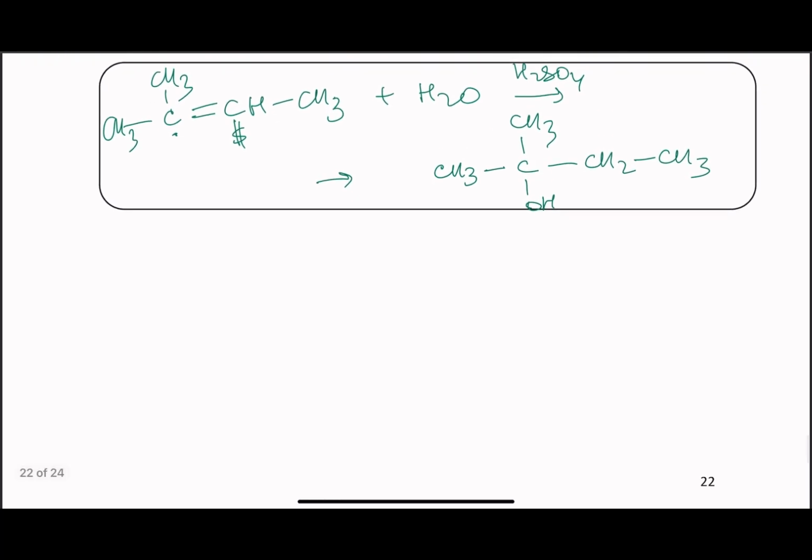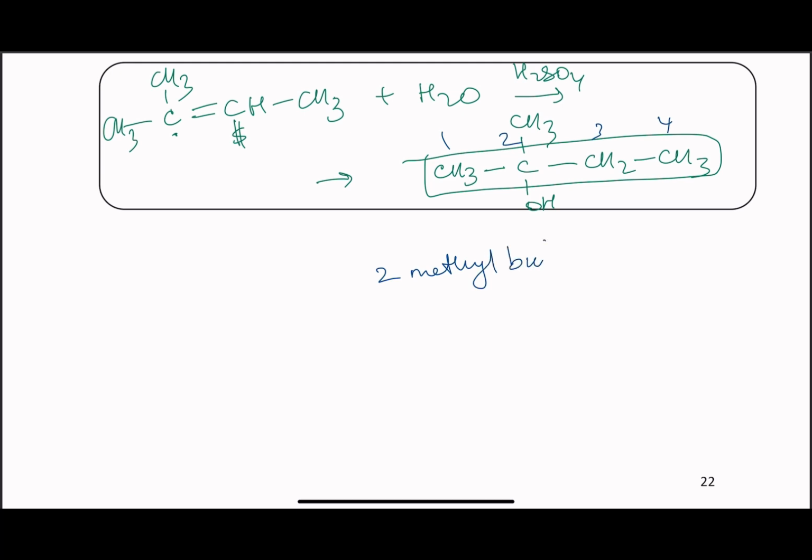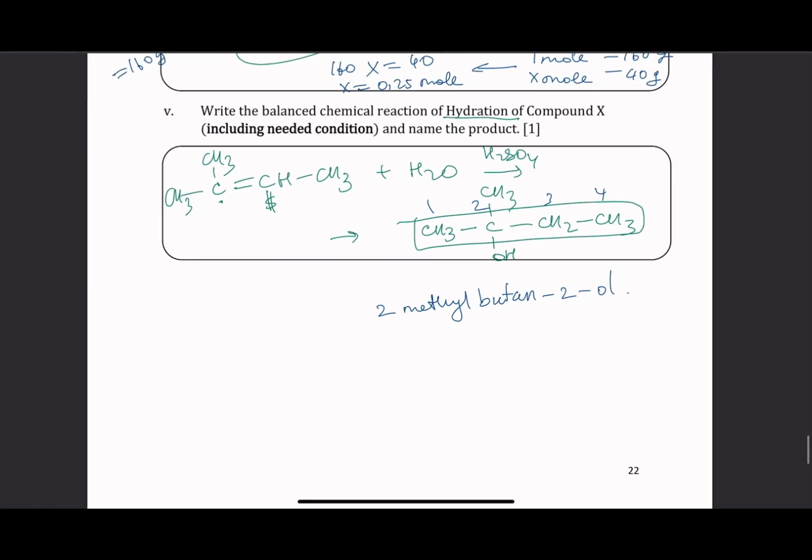And the name of this is going to be, I've got the longest chain is this, so I'll start naming. 1, 2, 3, 4, so it would be 2-methylbutan-2-ol. And that's it, guys.